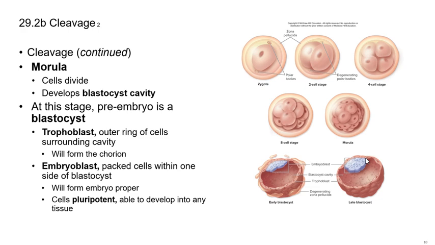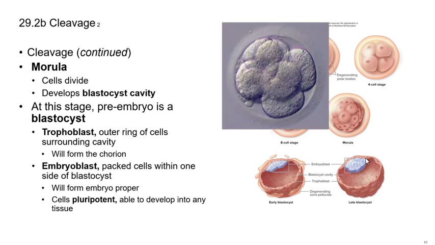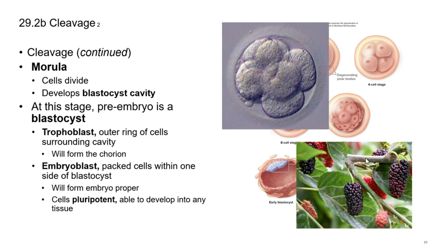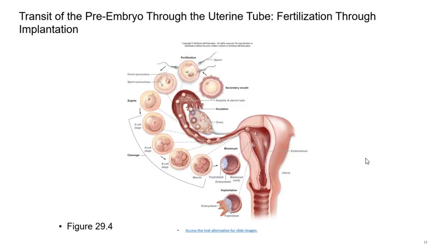So if I go back to this morula, I said that it means mulberry. So here's an image of a morula. So at the 16 cell stage, and again it means mulberry. So morula is Latin for mulberry. So whoever was the early embryologist that described this, apparently they liked mulberries for some reason.